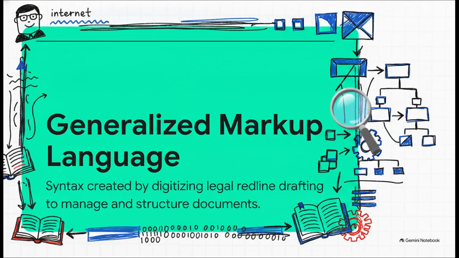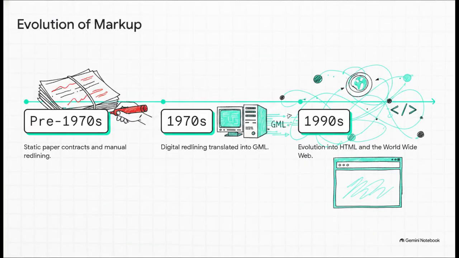He took those exact jurisprudential techniques that we use to manage, track, and structure legal documents, and he digitized them to create GML, or generalized markup language. He essentially proved that legal syntax could be translated directly into a syntax that computers use to structure information. The journey here is super direct. Pre-1970s, we basically relied on static paper contracts and manual redlining. Then, in the 1970s, Goldfarb translated that exact legal engineering into digital redlining with GML. Fast forward to the 1990s, and that precise logic evolved into HTML, hypertext markup language.